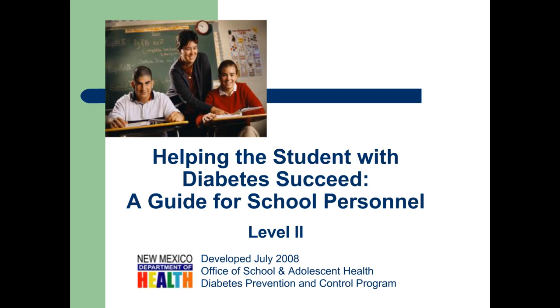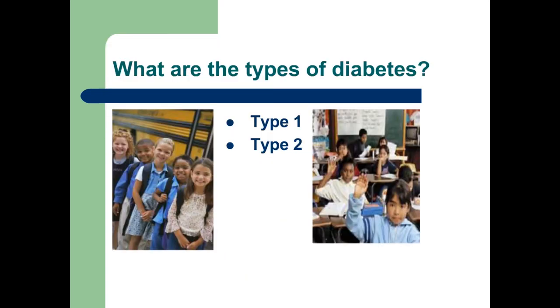Level 2 curriculum is for classroom teachers, coaches, and other school personnel who have regular contact with a student with diabetes. The Level 2 module builds on information received in Level 1. Covered in Level 2 are types of diabetes, understanding low and high blood sugar, impact of low and high blood sugar on learning, effective diabetes management in the school setting, planning for parties and field trips, and social-emotional issues.